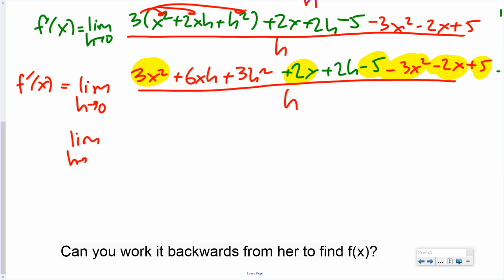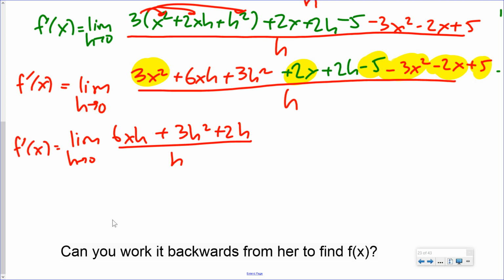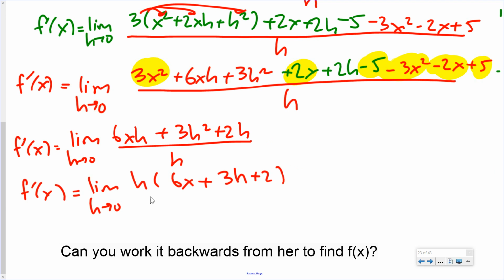So this really just becomes the limit as h goes to 0 of 6xh plus 3h squared plus 2h, all over h. If I can solve this problem, I can find the derivative of f of x. If you plug in here, do you see that you get 0 over 0? Because everywhere there's an h, you're going to put in 0. What's the first thing I can do? Factor out the h. If I factor out the h, what you'll get is h times 6x plus 3h plus 2, over h.